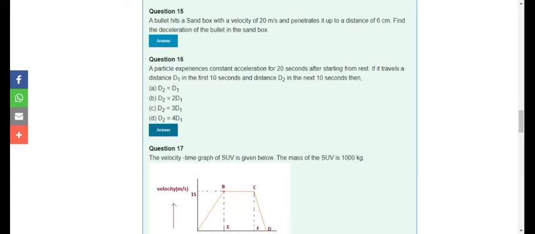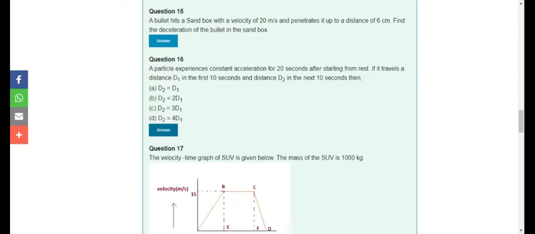Now in the first 20 seconds, how much distance does it cover? From the first 20 seconds, we will subtract the distance covered in the initial 10 seconds. So we will get the distance covered in the final 10 seconds. That will be my d2.